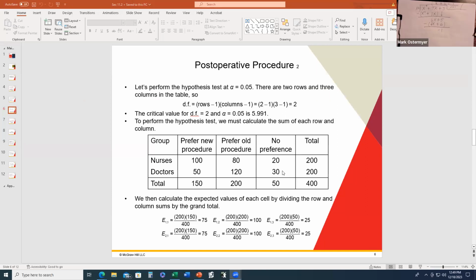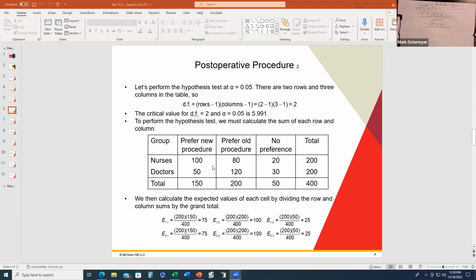All right, now what we need to do is take this 2x3 table and add some column totals to it and some row totals. And of course, we have a grand total, which is 400 here. So 400 professionals were randomly surveyed between nurses and doctors. And these are their frequency responses falling in each cell. Now we need to compute the 6 expected frequencies, one for each cell.